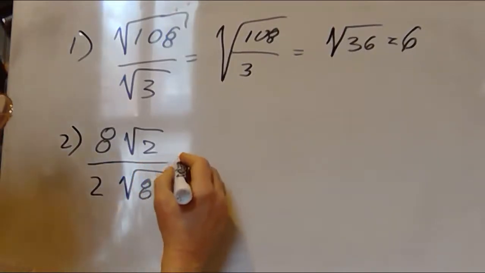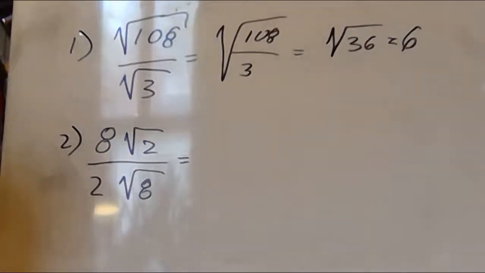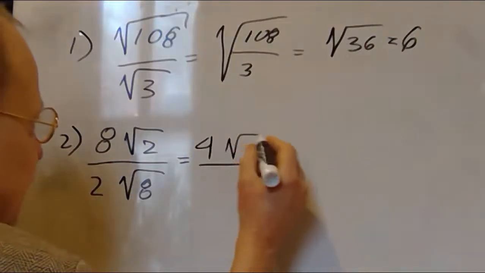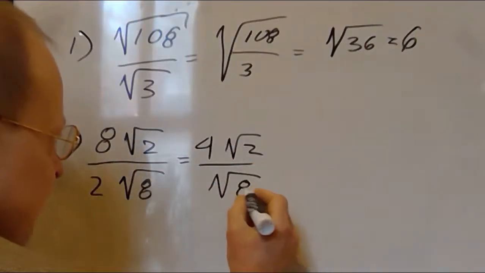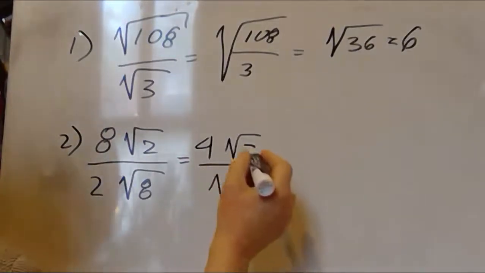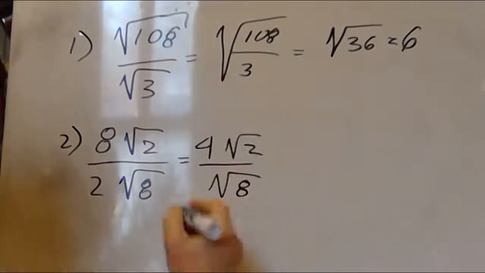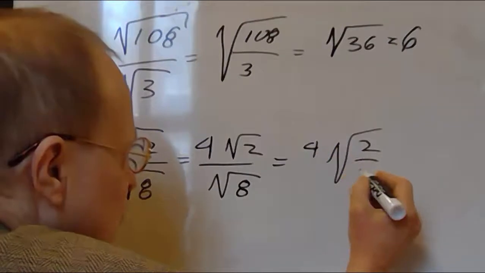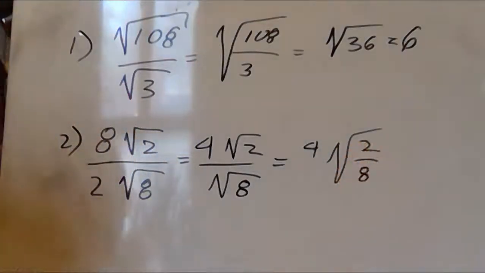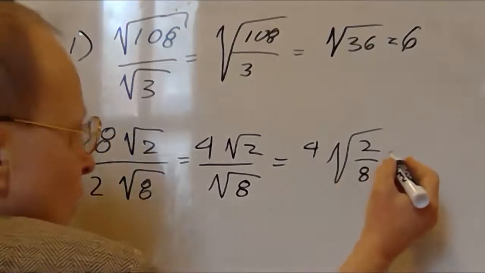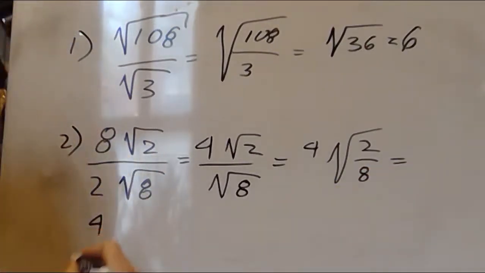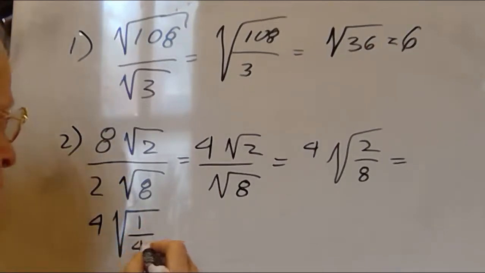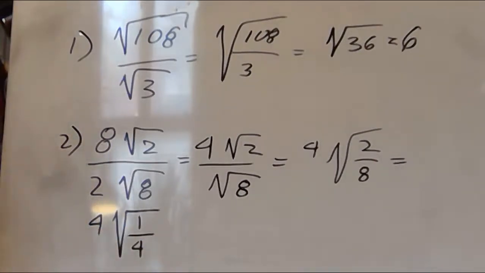Well, let's simplify this. So we know 2 goes into 8 4 times. But we're still left with the square root of 2 and the square root of 8 on the bottom. Well, what we can do is the opposite, do what we did here, and we can do 4, and we have 2 over 8 inside there, and we can simplify this inside here. So we can get 4, 1 over 4, and as you see, 4 is a perfect square.